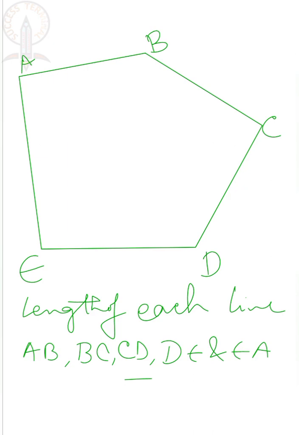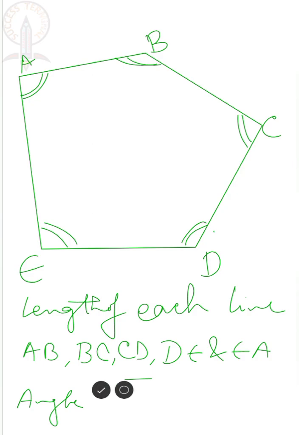Next, we have to know the value of the interior angle, this value, this value, this value, this value, and this value. Therefore we need angle A, B, C, D, and E. Look, you have to understand one thing in a clear way, that is, I haven't written the angle of BAE, I have just written angle A or angle B, angle C in this way.